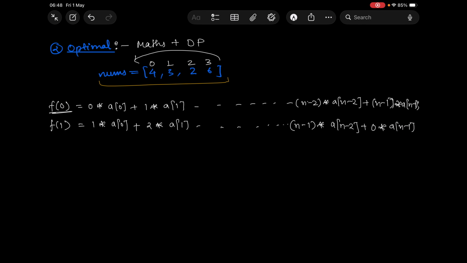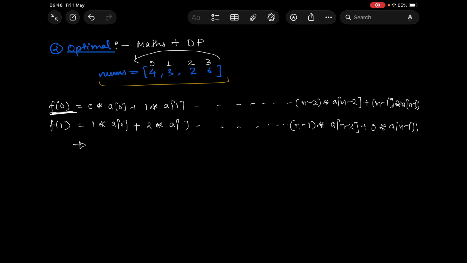Okay, so this is how the f of 1 would look. Now let's see, can we break this f of 1 into something which we already know, that is, the value f of 0? If we try to write f of 1 in terms of f of 0, let's see what the remaining thing is.